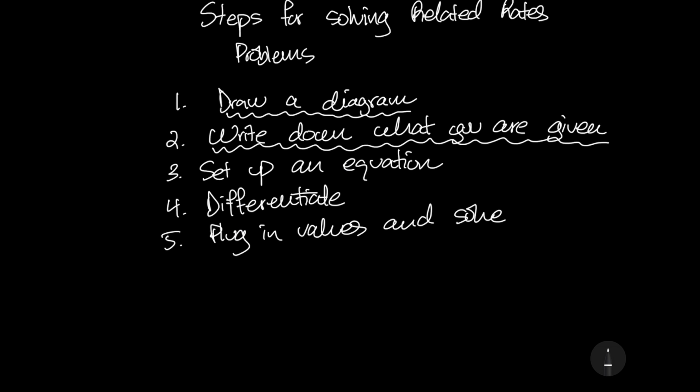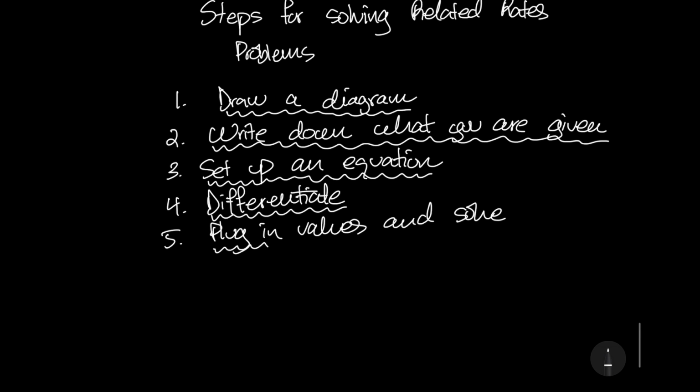Then step 3, set up an equation. This is kind of self-explanatory on why you need to do that. You have to set up an equation so that you have a relationship between the variables that you are dealing with. Then differentiate both sides. Once you differentiate both sides, you'll get an equation that you can use to plug in values and then solve. So these 5 steps are essential to solving related rates problems. If you follow these 5 steps, you should be able to do these with no problem.